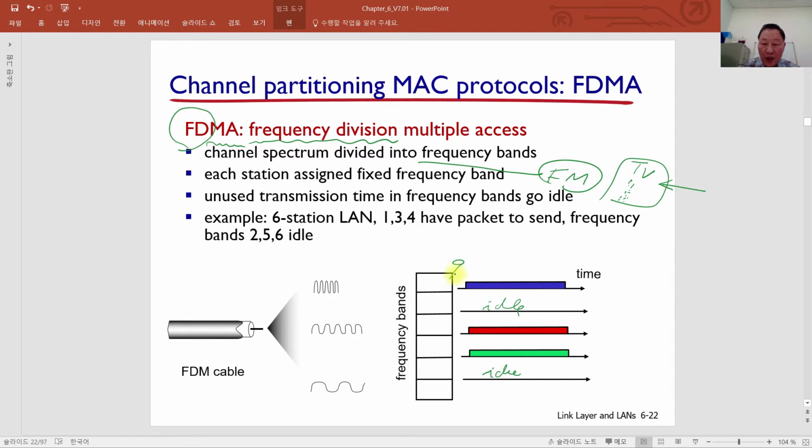For example, this one is a 89.1 megahertz FM station. You can think, okay, this one is a 93.1 FM radio station. And they are using those bands, and at the same time, they can broadcast. They can use this single air radio medium. Example, a 6 station LAN, 1, 3, 4 have packets to send, frequency bands 2, 5, 6 are idle.